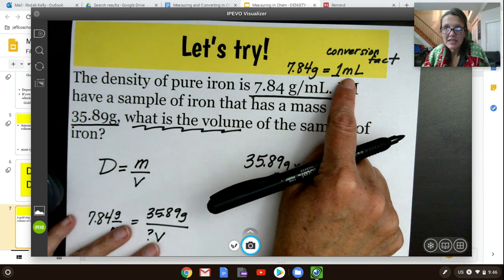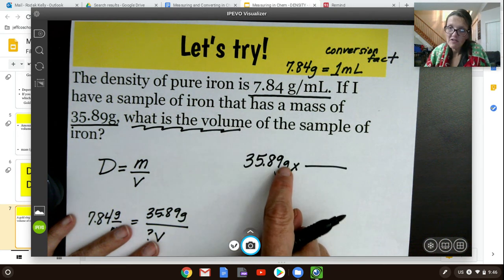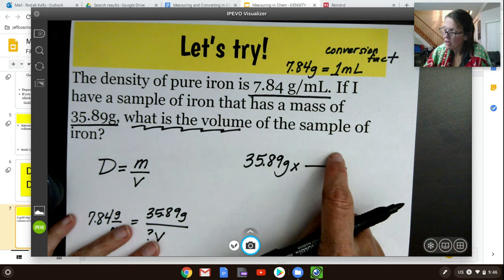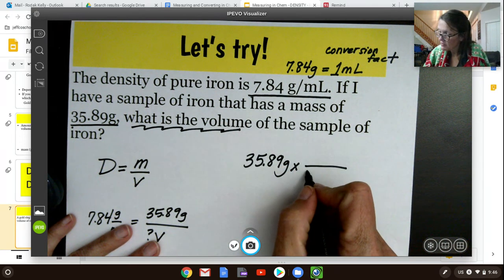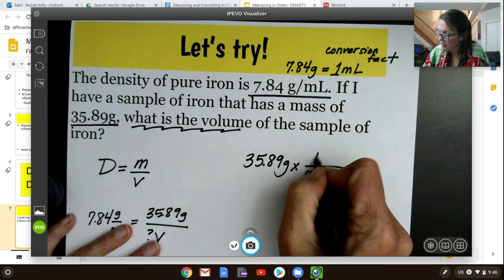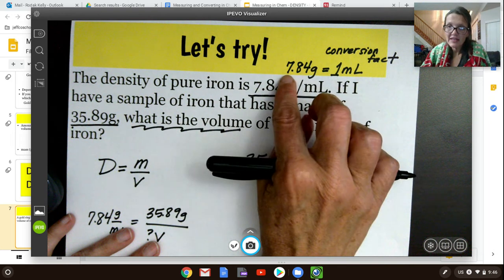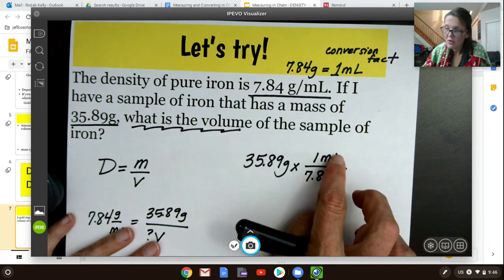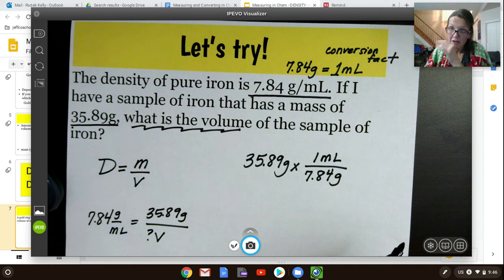And remember, what we're trying to do is get rid of grams and have milliliters. So if I have grams on top, where will I want grams in my problem? Very good, on the bottom, because we want it to go away. So we put the 7.84 grams on the bottom, and we put the 1 milliliter on the top. Remember that you can write this conversion fact as a fraction with either number on the top or the bottom. So it doesn't matter, it all still equals the same thing mathematically.